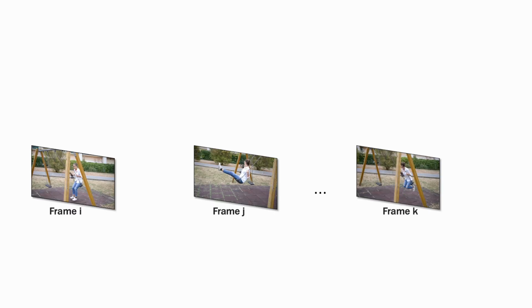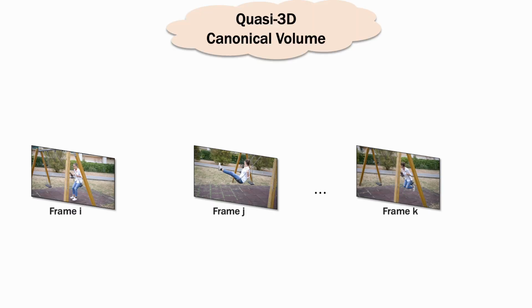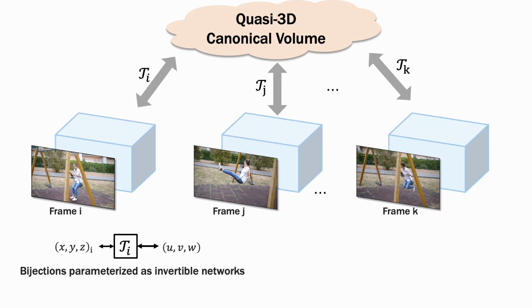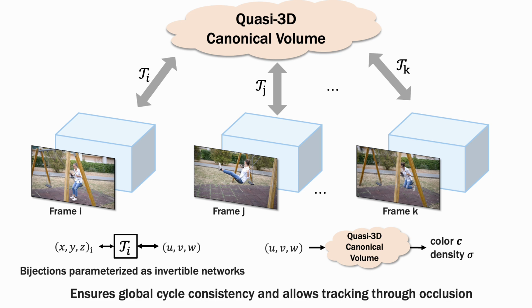Given these insights, we propose to represent OmniMotion using a quasi-3D canonical volume and a set of local to canonical bijections. Each bijection is parameterized as an invertible network that can map 3D locations in the local coordinate frame to the canonical frame and vice versa, subsuming the effects of both camera and scene motion. The canonical 3D volume is a NeRF-like representation that stores the color and density of the scene. We call it quasi-3D since it's not an accurate reconstruction of the scene. As a whole, this representation ensures global cycle consistency and allows for tracking through occlusions.